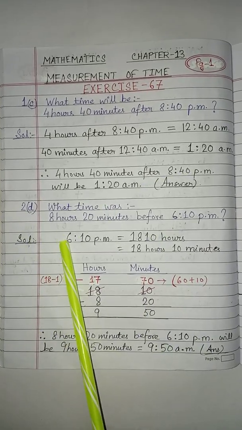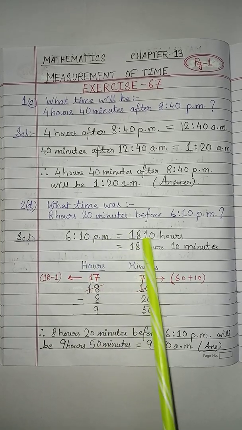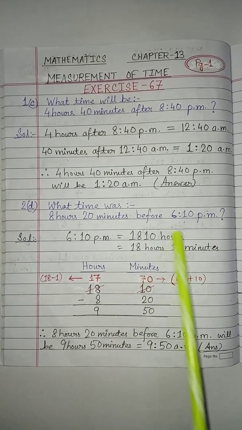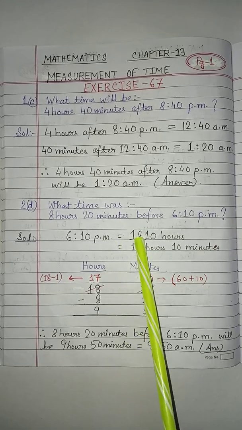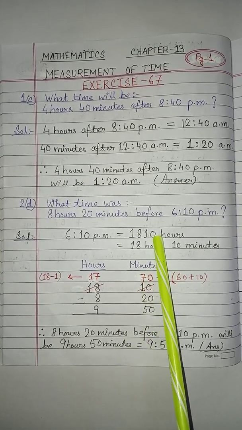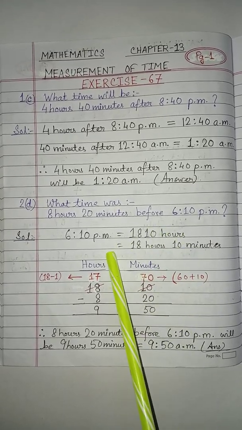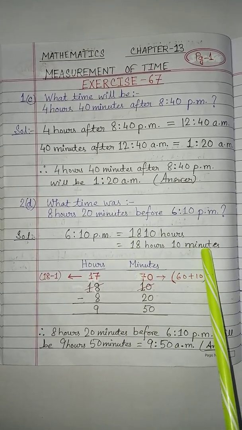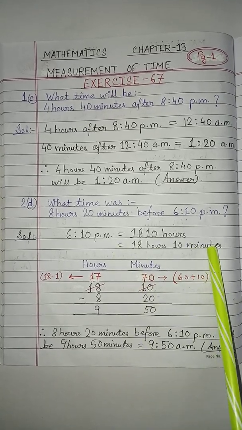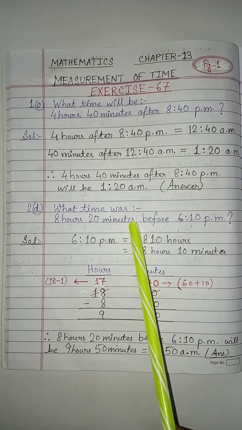As you all can see, I have converted 6:10 pm into 1810 hours. Now in 1810 hours, the first two digits 18 represents hours and the last two digits 10 represents minutes. So 1810 hours is also equal to 18 hours and 10 minutes. Now from 18 hours and 10 minutes you have to subtract 8 hours and 20 minutes to find the required time.